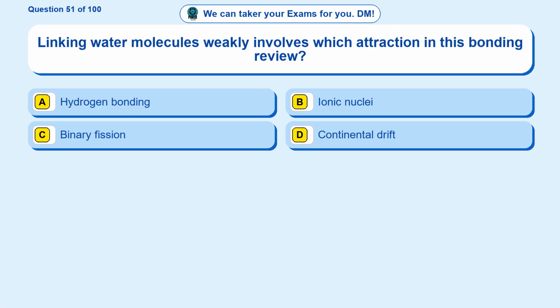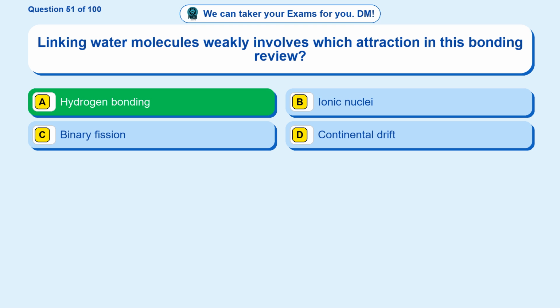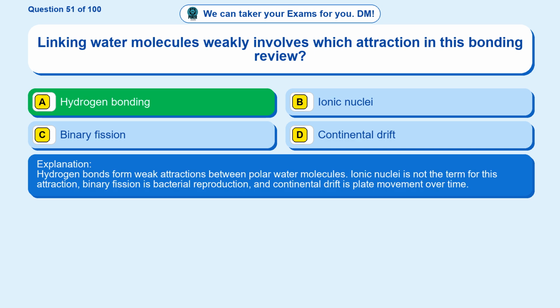Question 51. Linking water molecules weakly involves which attraction in this bonding review? Option A hydrogen bonding. Option B ionic nuclei. Option C binary fission. Option D continental drift. The correct answer is option A. Hydrogen bonding. Hydrogen bonds form weak attractions between polar water molecules. Ionic nuclei is not the term for this attraction, binary fission is bacterial reproduction, and continental drift is plate movement over time.